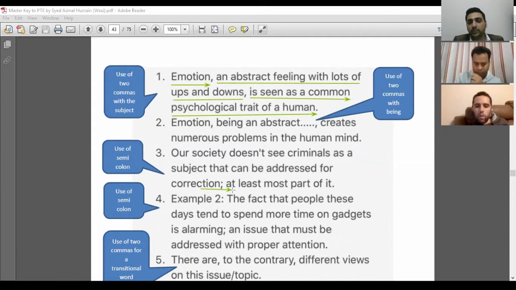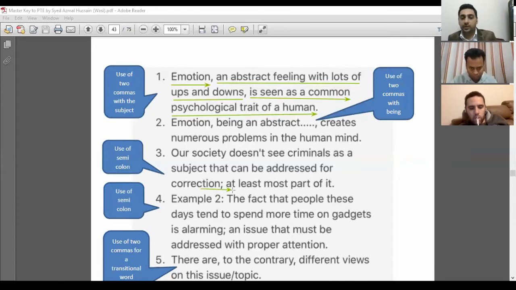I think we use semicolon when what comes after the semicolon is answering the question why, or is very close, or also brief information that is very close or almost an undeniable, unbreakable part of what has been written before. Here, for example, our society doesn't see criminals as a subject that can be addressed for correction, at least most part of it. Most part of what? The subject of criminals. So that's very closely related. And that's brief information that can be added with a semicolon.